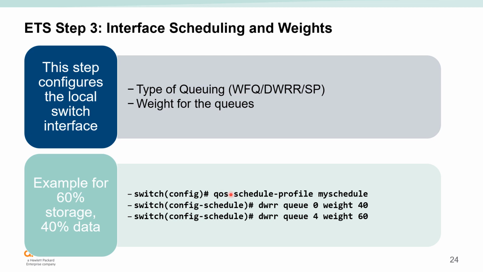And now that we're configuring this schedule profile, you can see here on the bottom, now is when we're going to start configuring the weights for the queue. So now that I'm within the my schedule context is where I'll start telling it which queues get which weight and what scheduling mechanism to use. Like I mentioned, strict priority is supported on Q7, and then the 8325 supports DWRR, and then the 8400 supports weighted fair queuing. With this configuration, Q0 is going to get 40% of the bandwidth, and Q4 is going to get 60% of the available bandwidth.